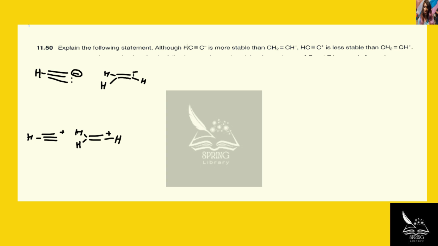Hello everyone, today we're doing chapter 11, problem 50, and this problem gives us a statement saying that this alkyne carbanion is more stable than this alkene carbanion. So why is it that this alkyne carbocation is less stable than this alkene carbocation? Well, let's look at the orbitals for each of the following statements. They were giving us the statement saying this is true, then why is this true?